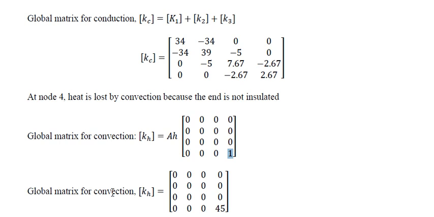Okay. Now the global convection matrix can therefore be given as A multiplied by H. A is 1, H is 45 watt per meter square Kelvin. So I have to write 45. I have to maintain common units. Don't worry, it is not required that we maintain centigrade only or Kelvin only, but since K and H are given in meter and Kelvin, we will follow meter and Kelvin.